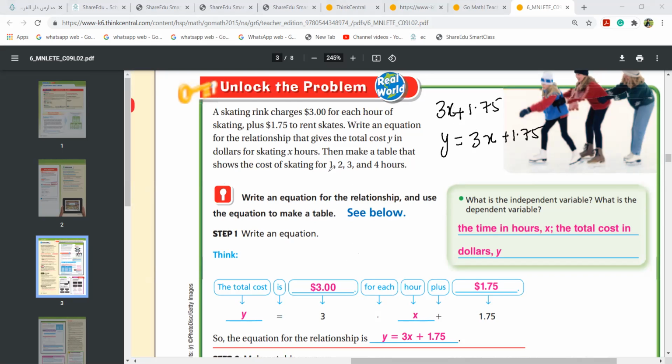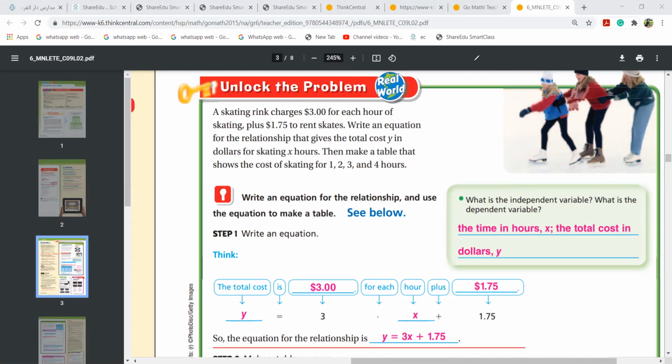Again, they say you have to show for skating 1 hour, 2 hours, 3 hours, 4 hours. Means instead of x, I have to put 1, 2, 3, 4. Did you understand till here what I'm saying? Yeah, Miss. Lean, did you get this? See, I have $3 for 1 hour. Instead of x, I'll put 1. Then instead of x, I'll put 2, then 3 and then 4. Plus, you have to also pay the rent, 1.75.